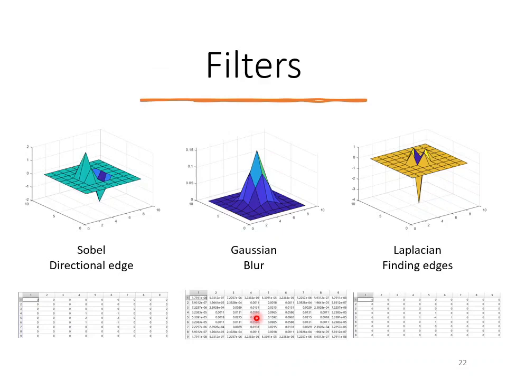Okay, and you have seen some filters in the previous course. So this is the Sobel filter, and this is the Gaussian filter. The Sobel filter can be used for what? To detect the directional edge. And the Gaussian filter can be used to blur an image. And the Laplacian operator or Laplacian filter can be used to find edges.